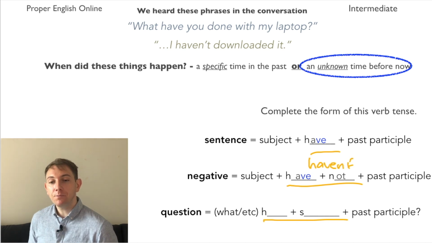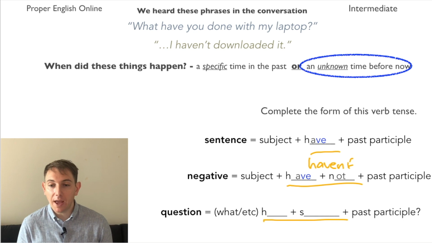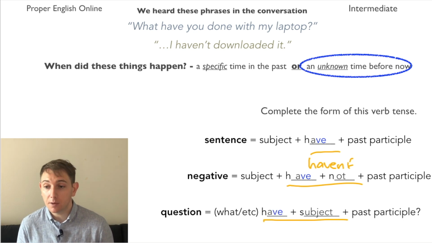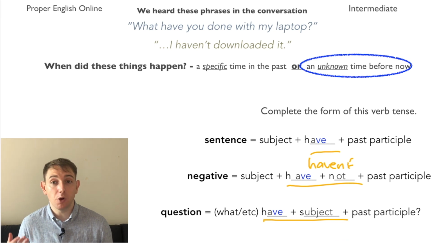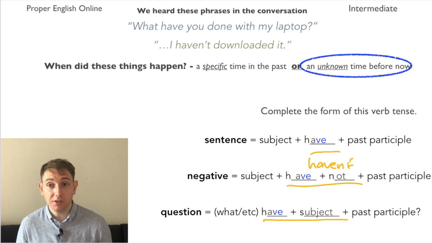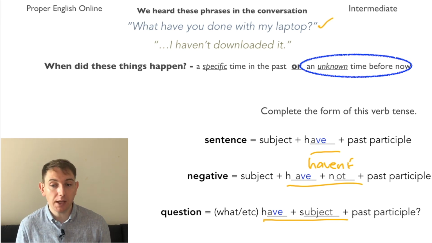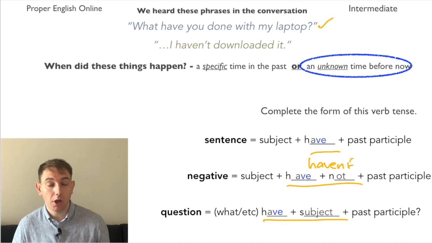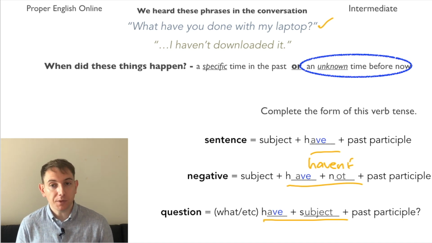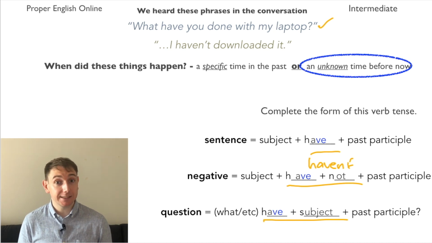Now, how about the next one? What, where, when, why, some kind of question. Have, subject, past participle. So for example, what have you done? Oh, with my laptop. We've got it here, right? It's that one, isn't it? What have you done? Or where have you gone? Or when have you seen? Anything like that. So that's the present perfect simple.